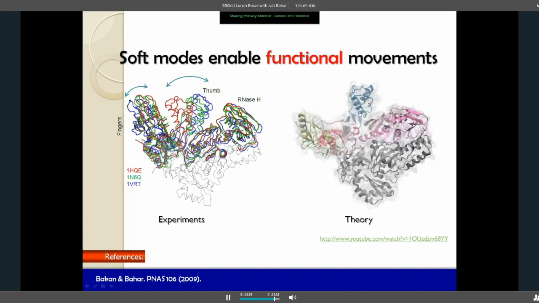What is interesting to see is that actually the large number of structures determined are nothing else than reconfiguration along this principal mode. So it's as if the structure tends to move along that principal direction at different extents depending on the inhibitor bound, for example.